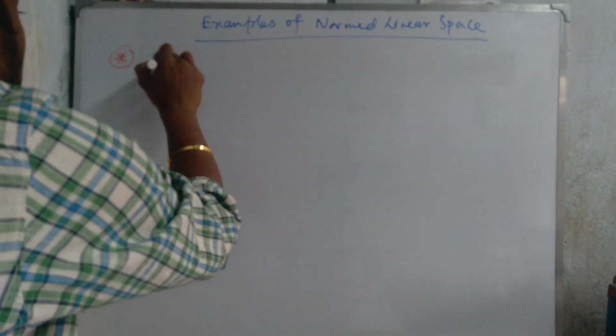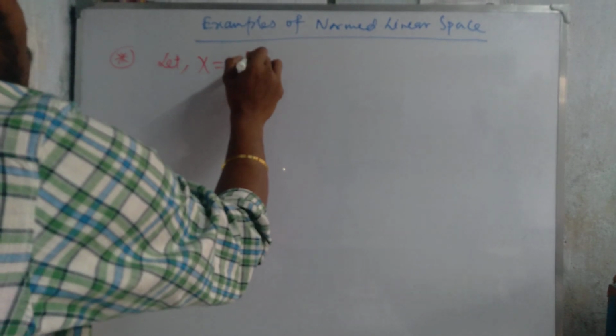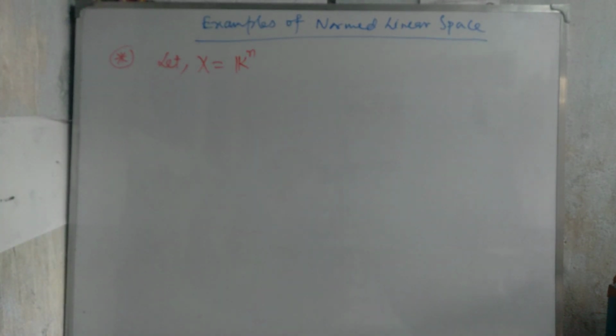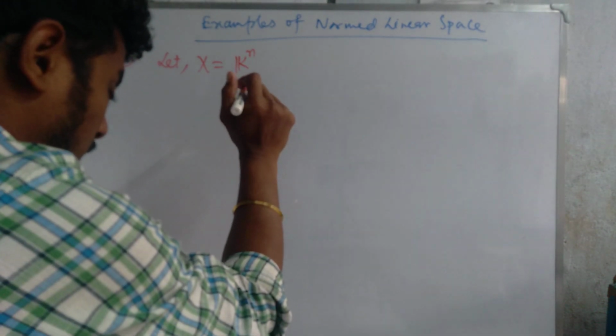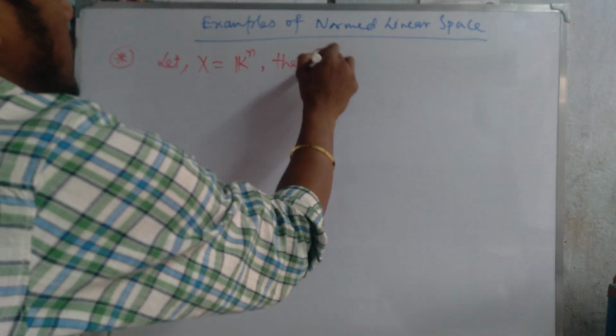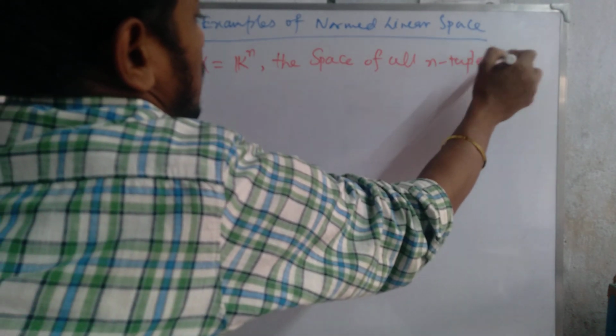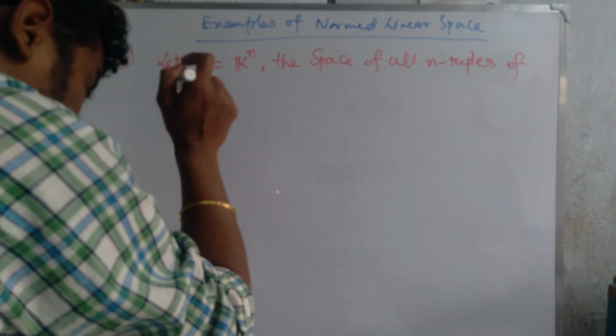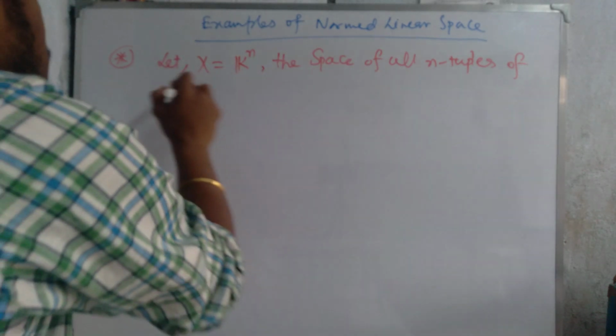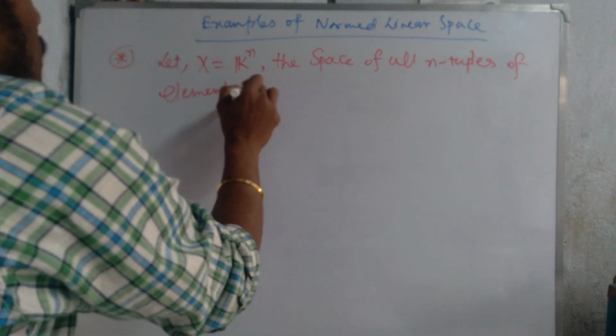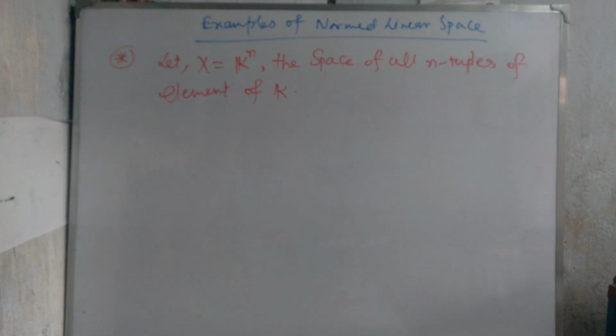Let X equal to K to the power n, where K is some field. Then K to the power n is the space of all n-tuples of elements of K. That means all elements belong to K, and obviously these are in the form of n-tuples.